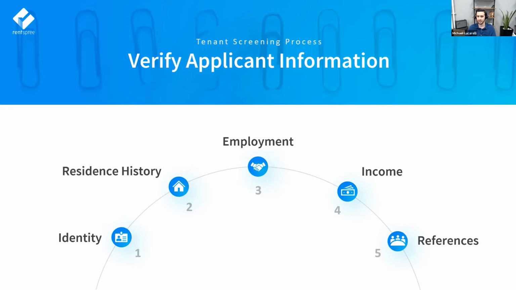And finally, verifying applicant references. So this is probably not the most important out of these 5 categories, but references are in most cases included on the rental application. So contacting references as well can be beneficial for an applicant.